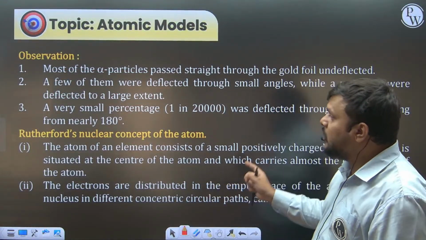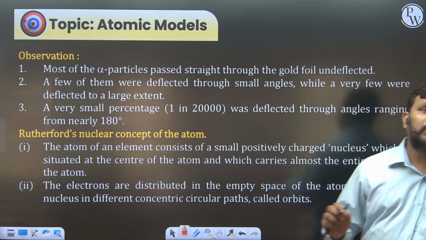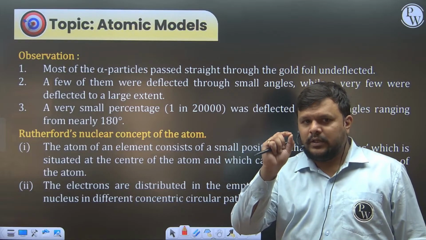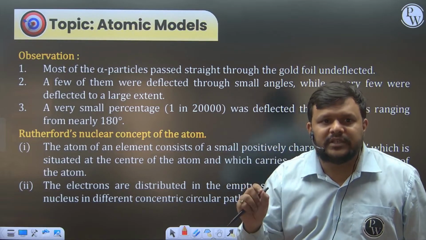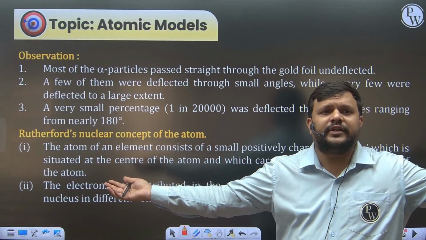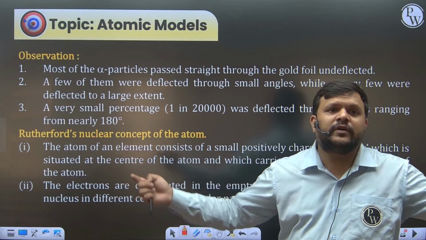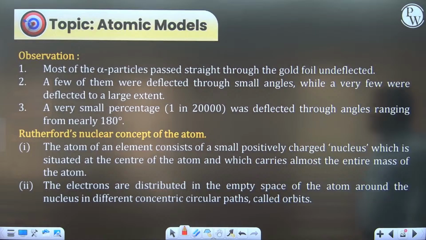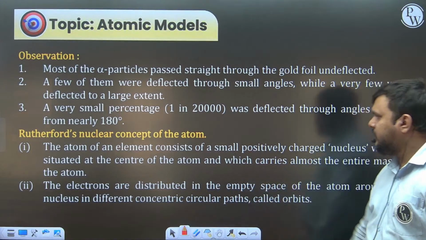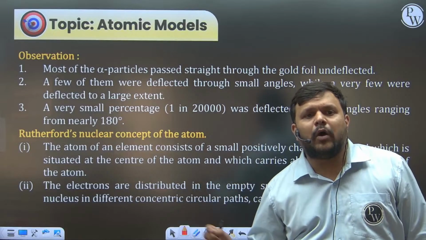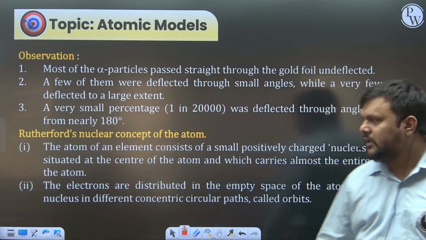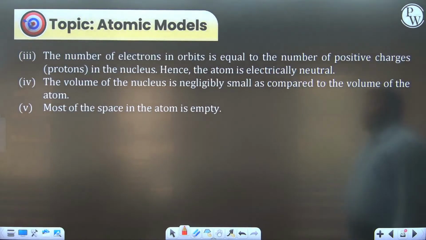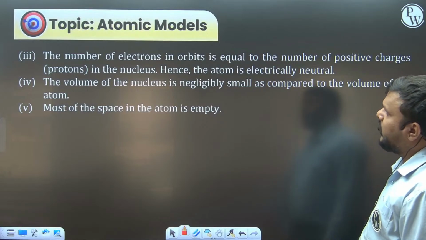That means what is the conclusion? The conclusion is that most of the atom is empty space. And there lies a small region in the center, the nucleus, where all the positive charge is concentrated. And thus Rutherford was the one who discovered the nucleus. So the discovery of the nucleus was done by Rutherford. And the final point, that the electrons are revolving around the nucleus in circular paths. These were the observations and conclusions by Rutherford.